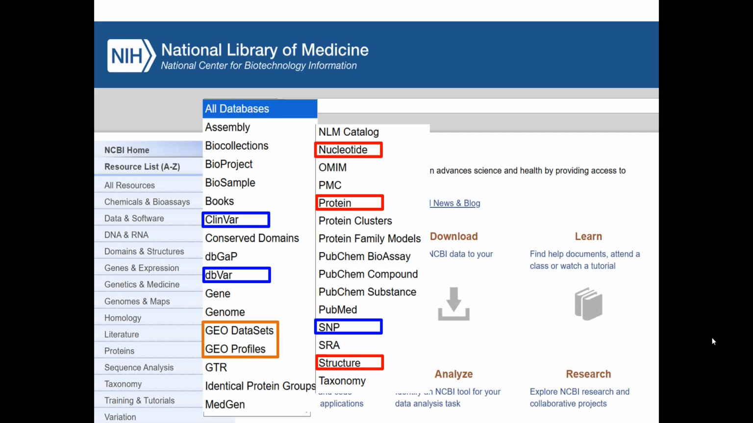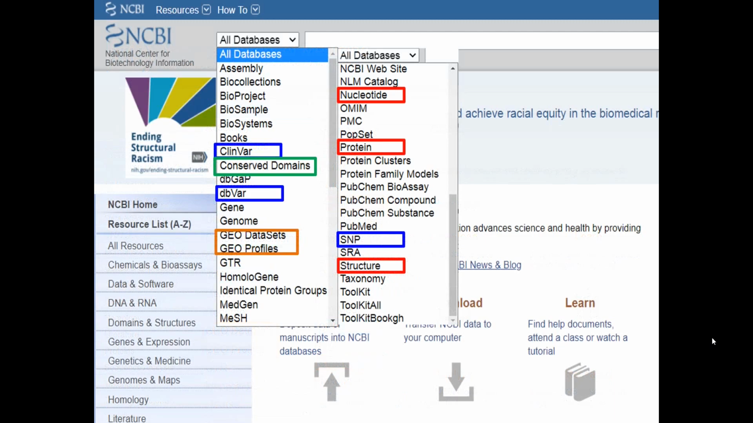For gene expression, we have GEO datasets and GEO profiles. These are actually one database, but two different search interfaces. GEO is Gene Expression Omnibus. For protein domains, we have the Conserved Domains Database, or CDD. And this is a screenshot from a few years ago.